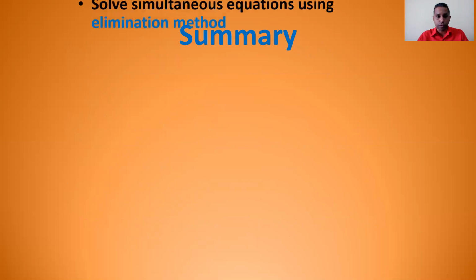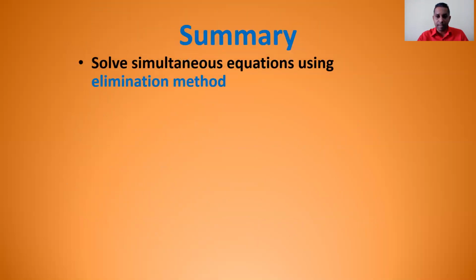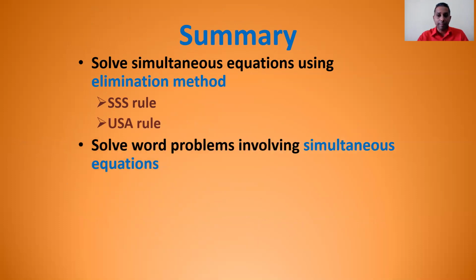To summarize, in today's program, you have learned how to solve simultaneous equations using the elimination method. You have learned that there are two rules using this elimination method, namely the SSS rule and the USA rule. You have also learned about how to solve word problems involving simultaneous equations. Briefly, the steps are as follows.